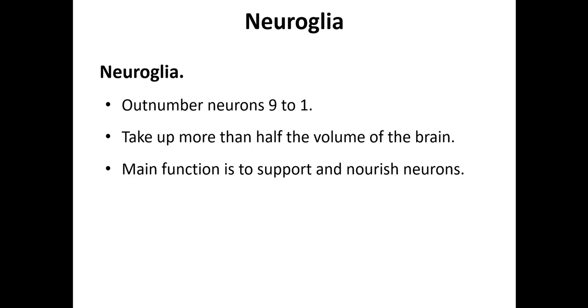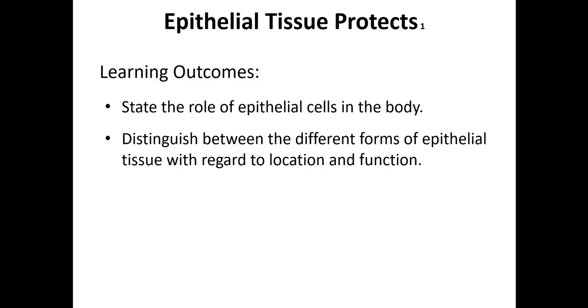Neuroglia. Neuroglia are non-conducting nerve cells that are closely associated with neurons, and their function is mostly supportive. There are several types of neuroglia that support, nourish, and protect the cells. Some examples include the microglia, astrocytes, and oligodendrocytes. They outnumber neurons nine to one.